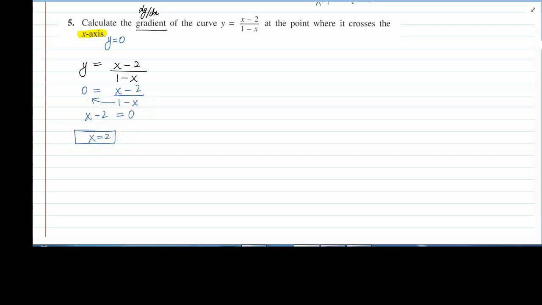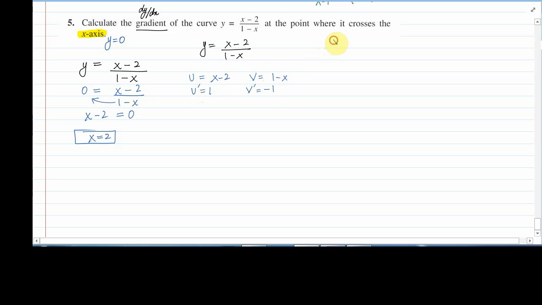Once you have the value of x, now you can differentiate the function, which is y equals x minus 2 divided by 1 minus x. Since the two functions are dividing, u is equal to x minus 2, v equals 1 minus x, u derivative is 1, v derivative is minus 1. When you find the derivative of u and v, then the working formula says v derivative of u minus u derivative of v divided by v square. I'm going to place the values here.